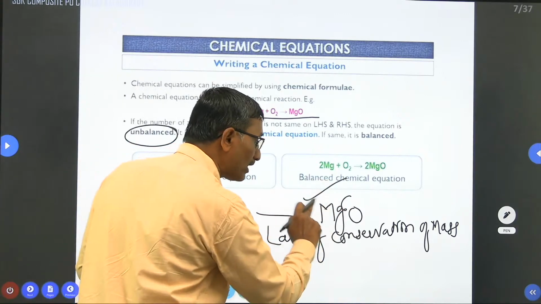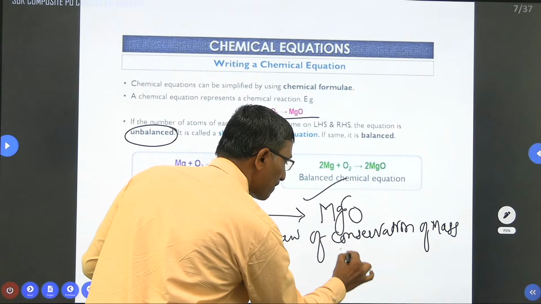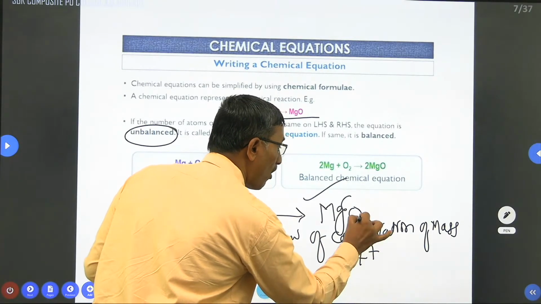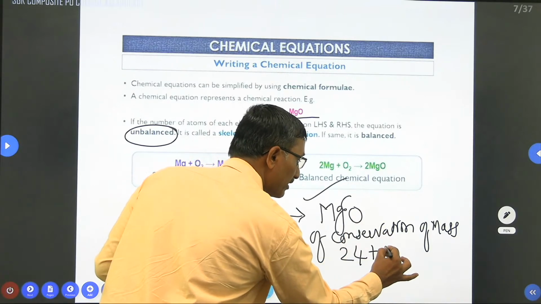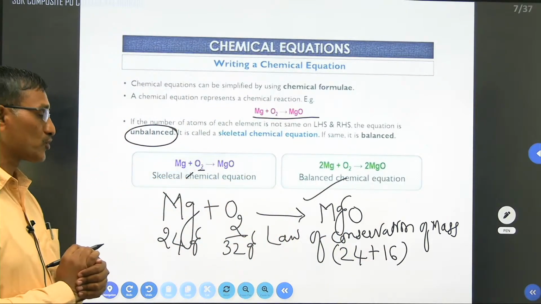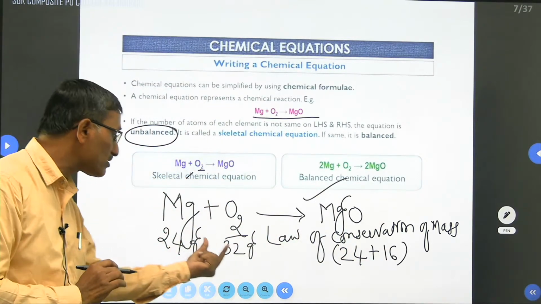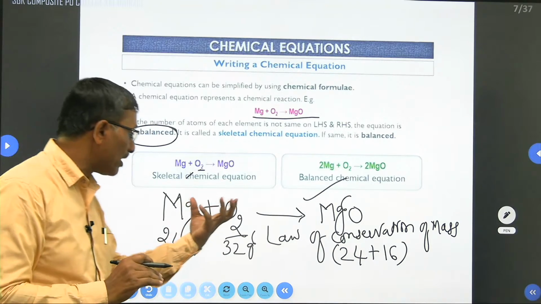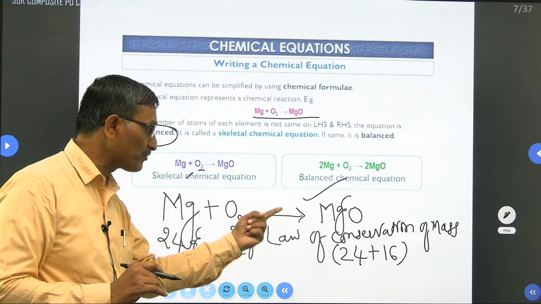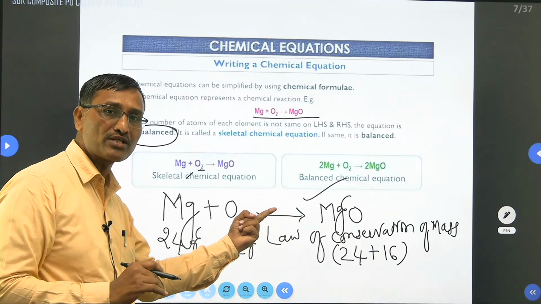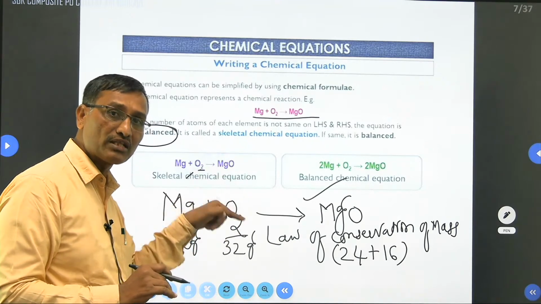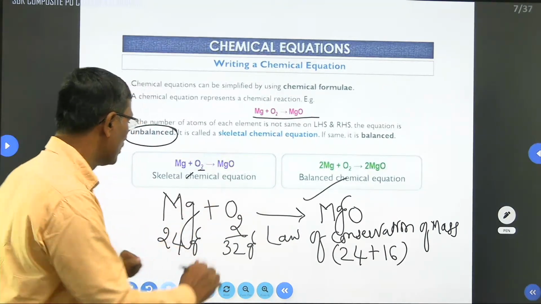Coming to the product side, only one magnesium atom, atomic mass 24, plus only one oxygen atom, which is 16. So 24 plus 16, against 24 plus 32. Is the total mass of the reactants equal to the total mass of the products? No. That means we have to balance this chemical equation, in accordance with the law of conservation of mass.